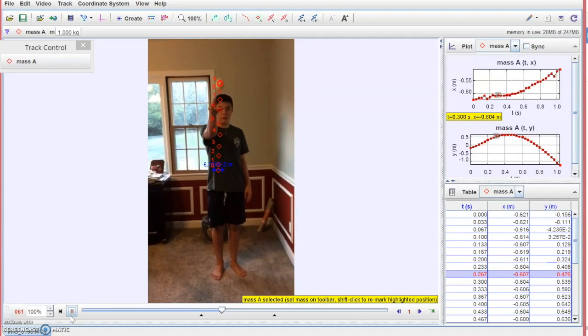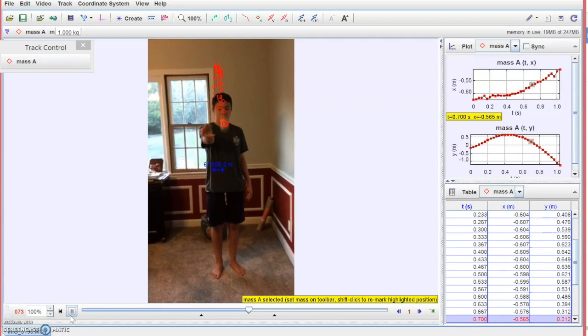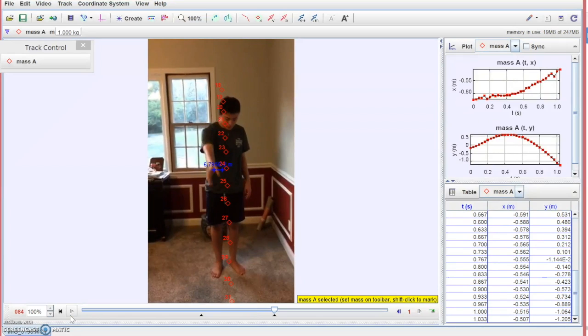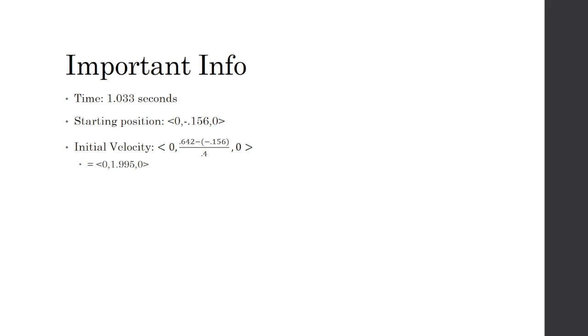Here's my tracker software where I analyze the motion of the ball. Some important info from the tracker software is that it took a total of 1.033 seconds for the ball to fall. Also, the starting position was 0, negative 1.560, and the initial velocity from going up was 0, and then 0.642 minus negative 0.156 over 0.4, which is just 0, 1.9950. And this initial velocity is important because the ball goes up before it goes down.